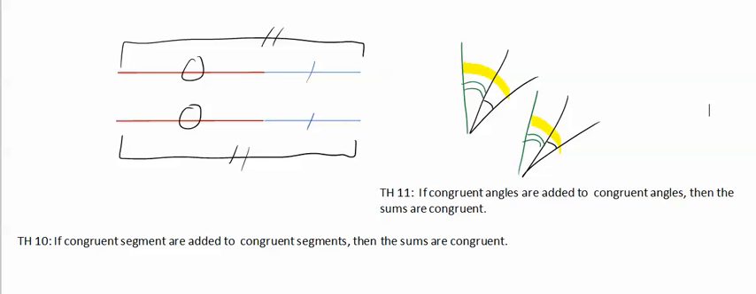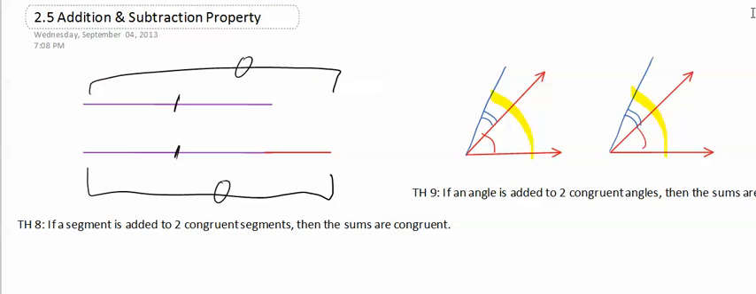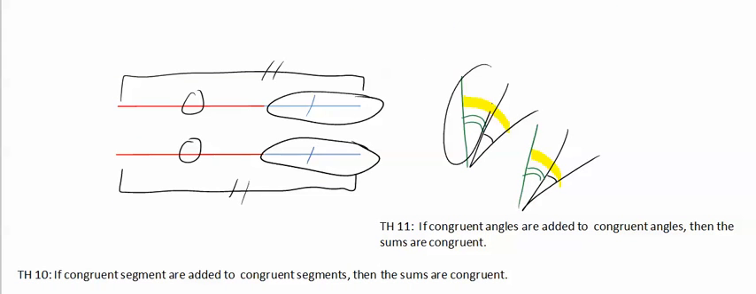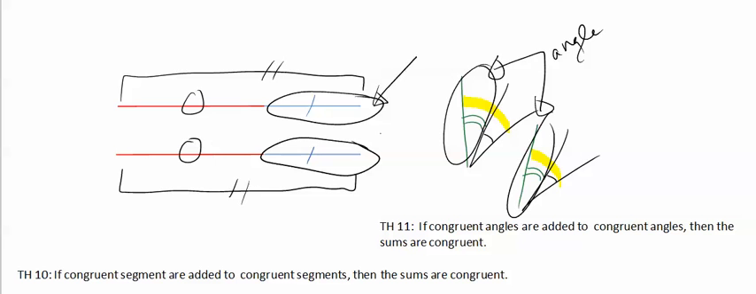Now, the difference between these two theorems that we just saw and the top two is, in the top two, the segment being added is exactly the same, as with the angles. It's the same angle being added. Whereas in these next two, even though the segments are congruent or the angles are congruent, these are two distinct angles, and these are two separate and distinct segments from each other.